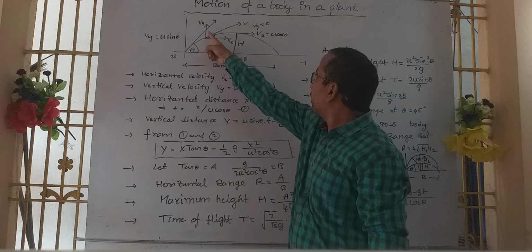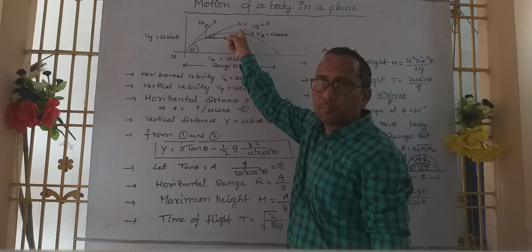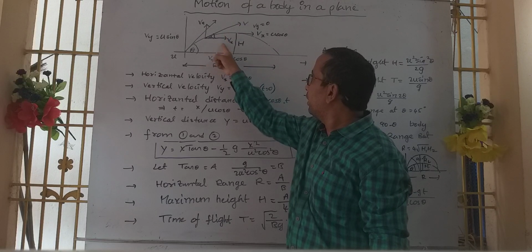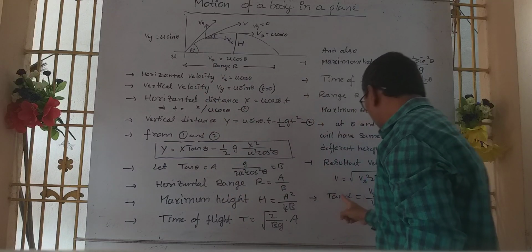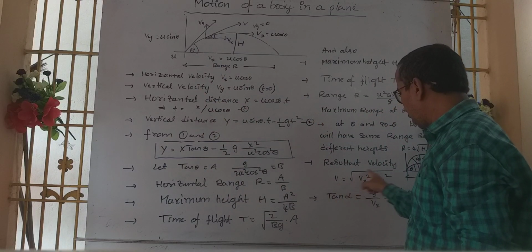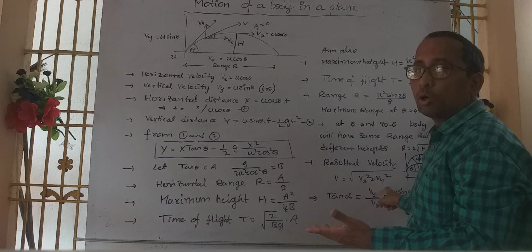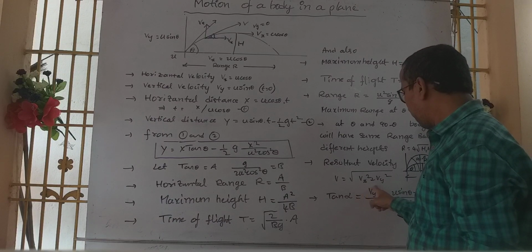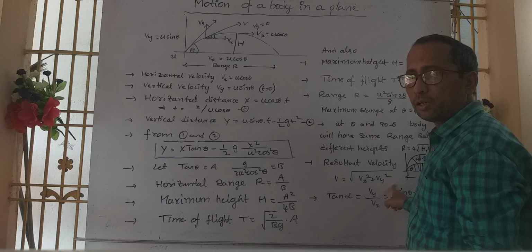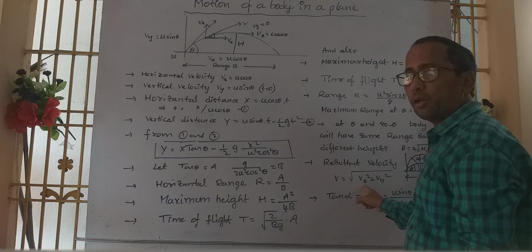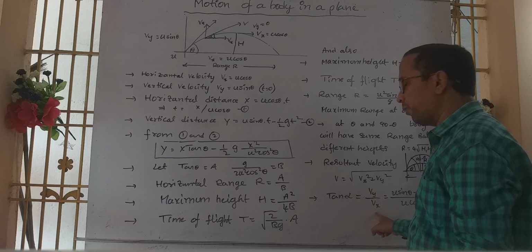Now here at the middle we are drawing a vector like this. This is V. But what is V? V is the resultant velocity of Vx and Vy. That's why the resultant velocity V is equal to root of Vx square plus Vy square. It is from the parallelogram law of vectors: P square plus Q square plus 2PQ cos 90. Then tan alpha is equal to Vy by Vx.